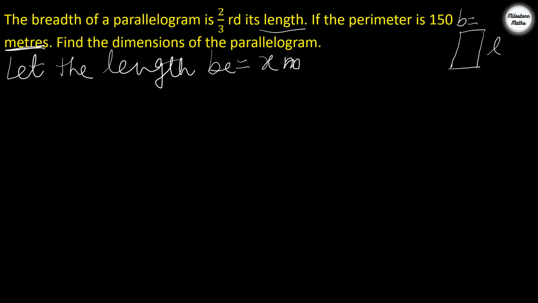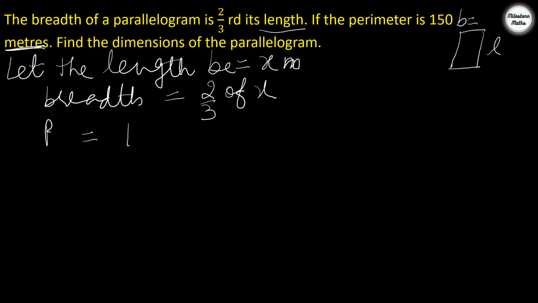So if the length we are assuming is x, what will be the breadth? Breadth is given as 2/3 of its length, so 2/3 of x. And here the perimeter is given as 150 meter. And what is the perimeter of the parallelogram? This is L plus B plus L plus B, right? So the perimeter is 2 into (L plus B).